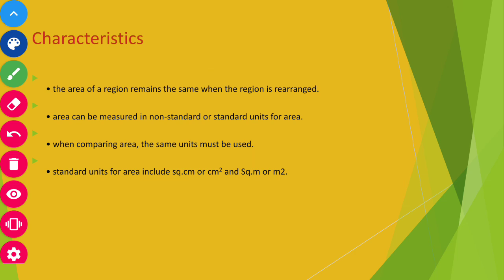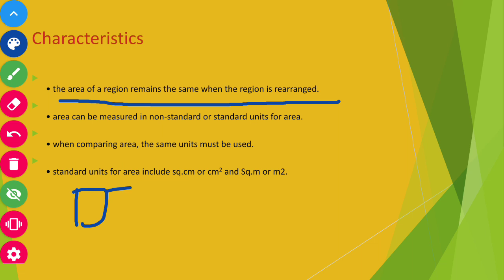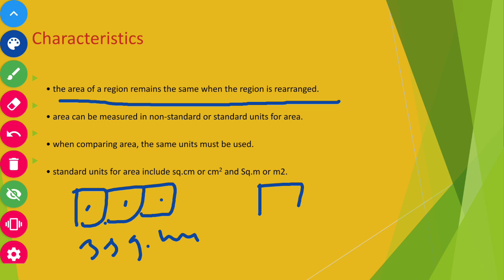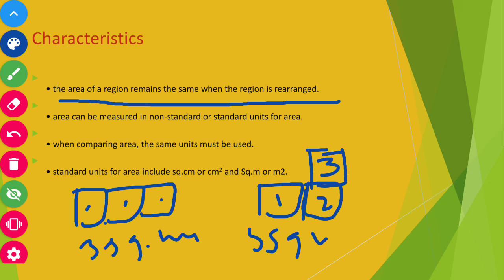Let's see some examples. First, know the characteristics of area. The area of a region remains the same when the region is rearranged. Yes, as I said in the previous example. Suppose 3 squares. What is the area? 1, 2, 3. So 3 square units, isn't it? Now I am arranging the 3 squares in a different way. Now what is the area of this shape? Yes, 1, 2, 3. So 3 square units.